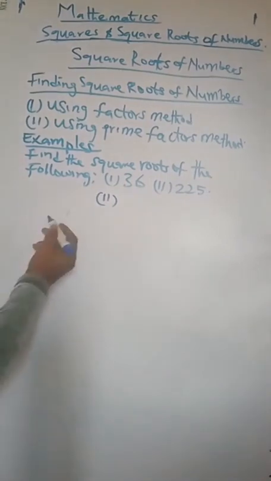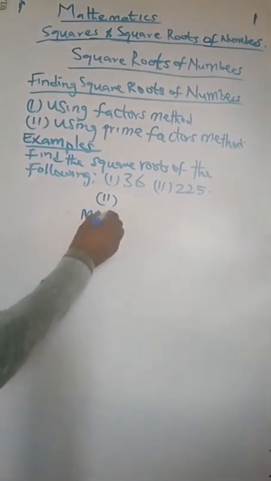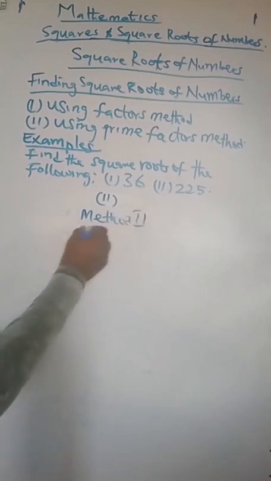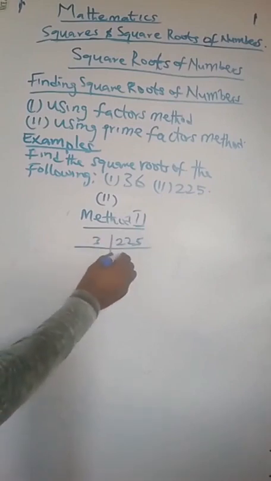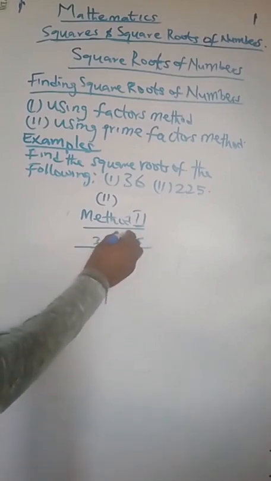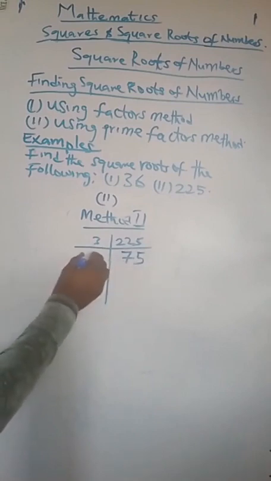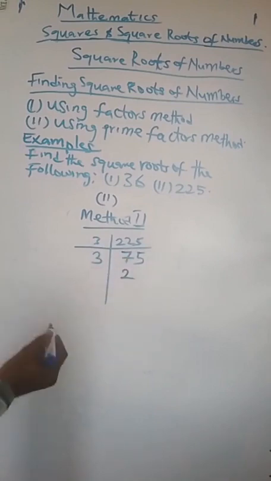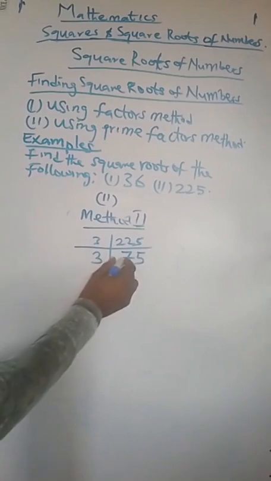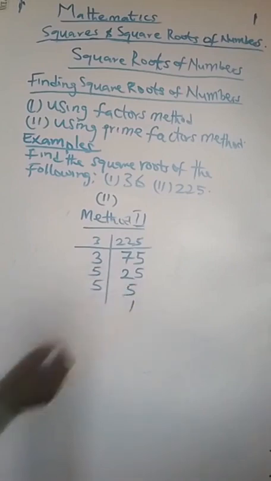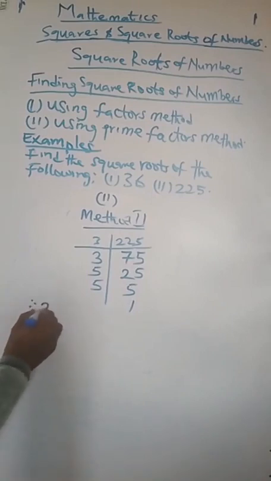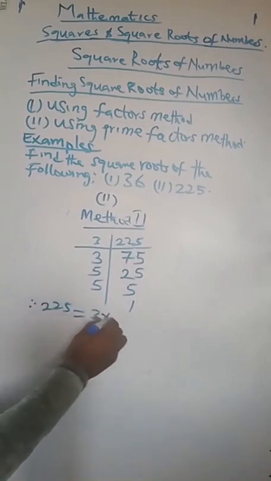And let's look at the second method. Method 2 to solve question 2. Right? As usual, let's have our table. 225. Let's start with 3. 3 in 22, 7, remainder 1. 3 in 15, 5. Let's go with 3 again. 3 in 75 is 25. 3 cannot go. Let's go with 5. 5 in 25, 5. 5 in 5, 1. When you get to 1, you can stop. Right? Therefore, 225 is 3 times 3 times 5 times 5.